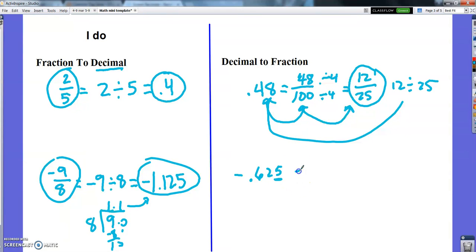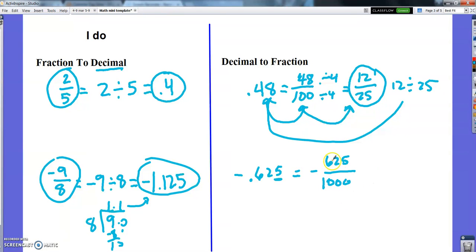So I'm just going to rewrite that as negative 625 thousandths. Turns out that way of pronouncing the decimal is pretty handy after all, huh? So there's a basic one. That is not a wrong answer, but it's not a simplified answer.